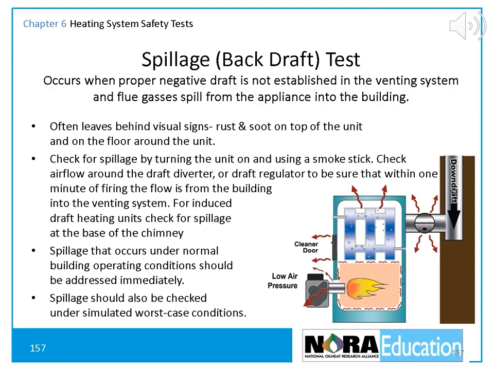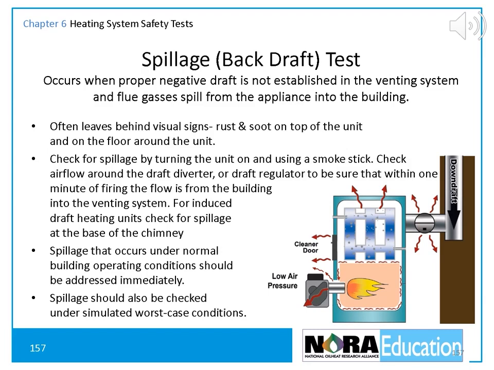If there is a carbon monoxide problem in the house, the first test that home performance contractors are required to do is a spillage or backdraft test. Spillage occurs when proper negative draft is not established in the venting system and the flue gases spill from the appliance into the building. This happens when the atmospheric pressure is greater than the air pressure in the combustion air zone, so the burner is forced to pull its combustion air down its chimney. This is called backdrafting. Spillage also leaves behind visual signs, such as rust and soot on top of the unit and on the floor around the unit.